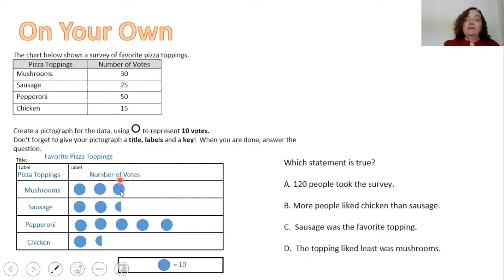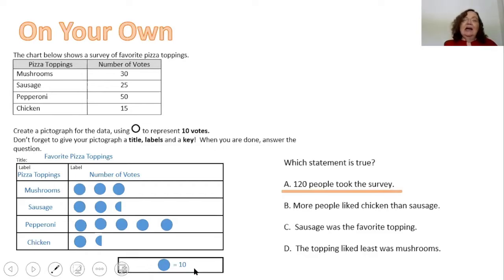Sausage was 25, and I knew that I had to use half of a circle to make that 5. And down at the bottom, the most important thing is my key. So then the question said, which statement is true? And if I counted all of my circles by 10, I could find that 120 people took the survey. The rest of them are wrong.